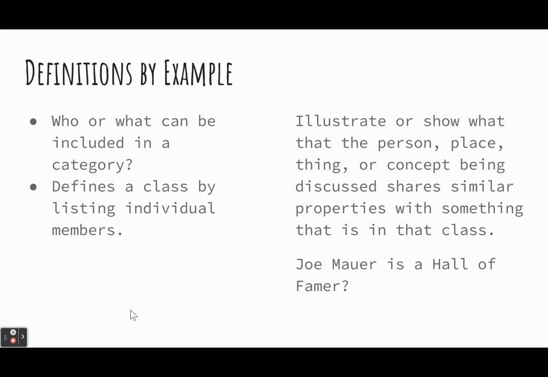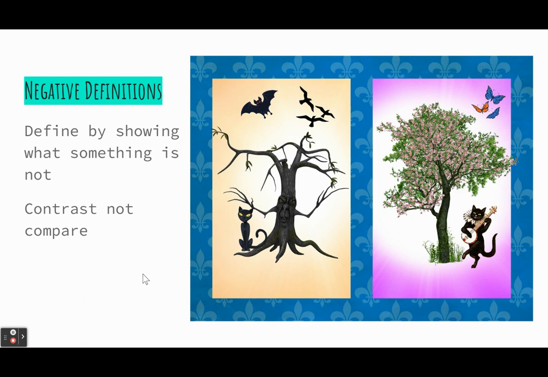What are the examples of a Hall of Famer? And then how does whatever we're talking about meet those definitions? In this case, Joe Mauer. Negative definitions. Negative definitions are contrasts. They're not comparison. I'm defining something by showing what it's not.